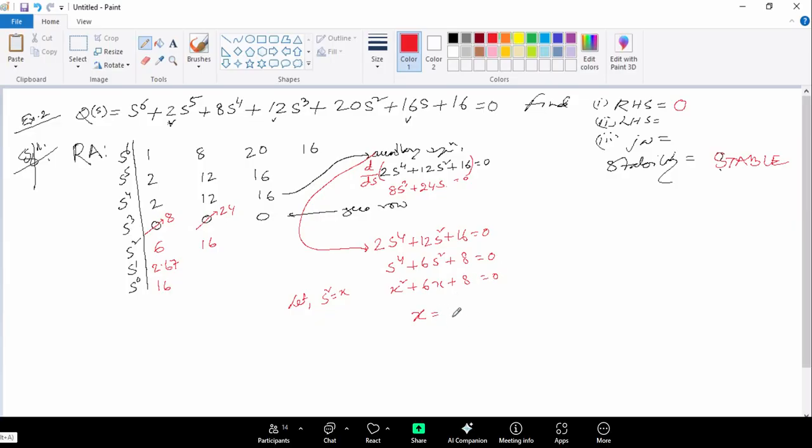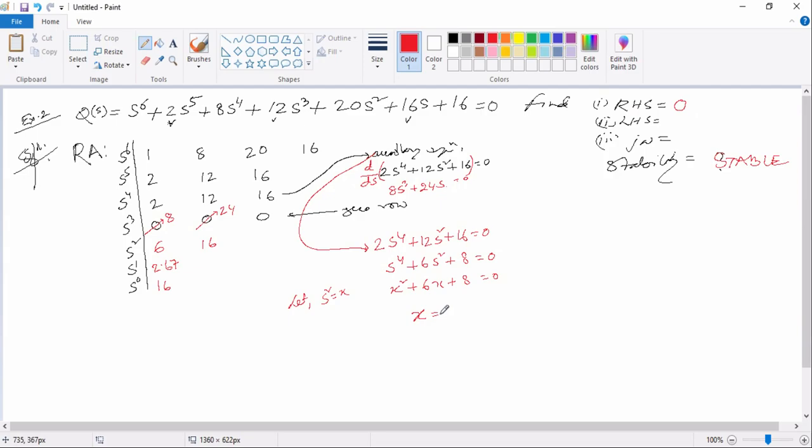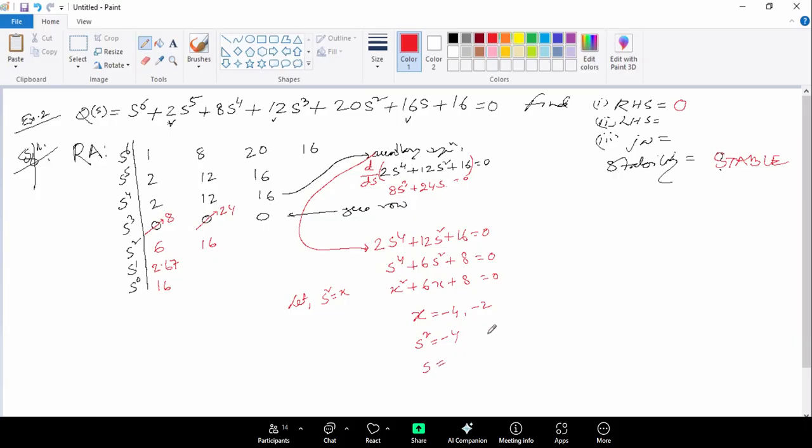Now I hope that some of you have already calculated. What is x? Then minus 4, minus 2. That means your s square is minus 4, s equal to what? And another one is s square equal to minus 2, s equal to what?